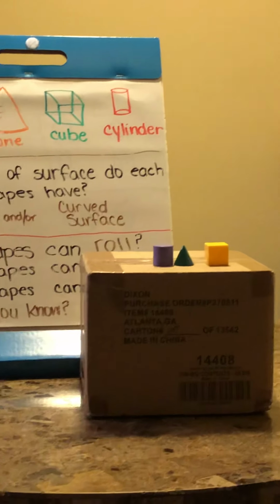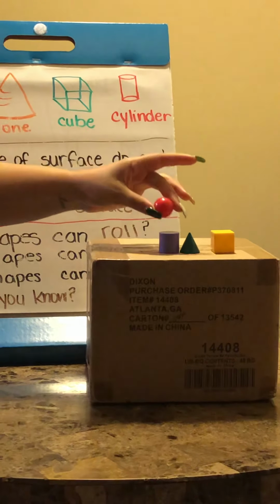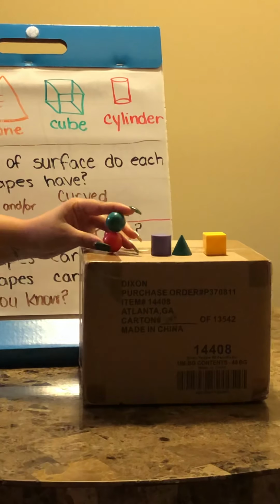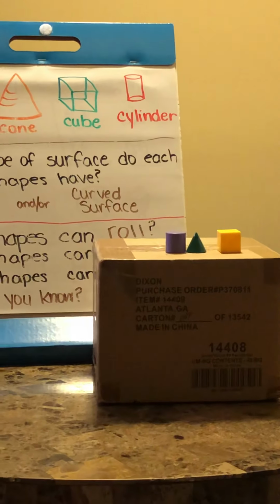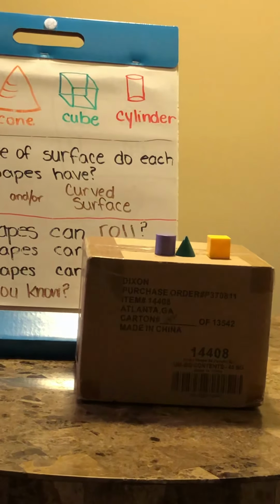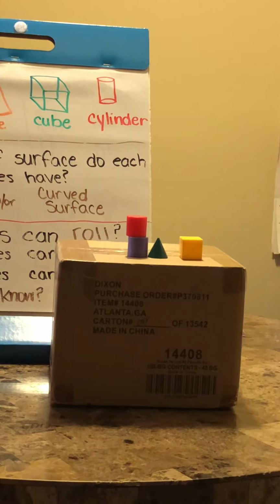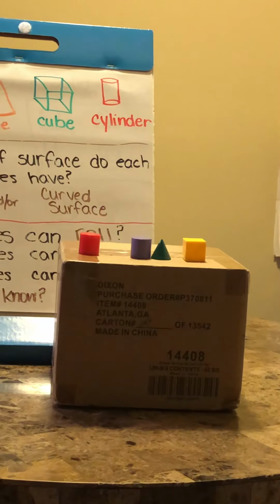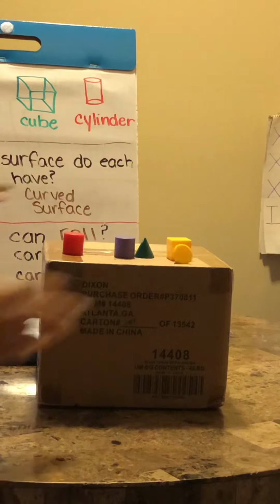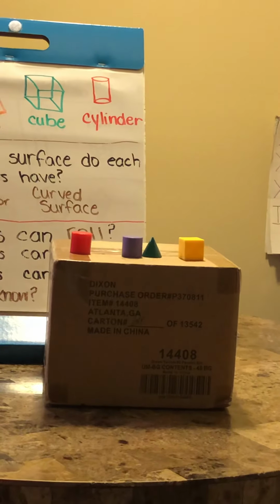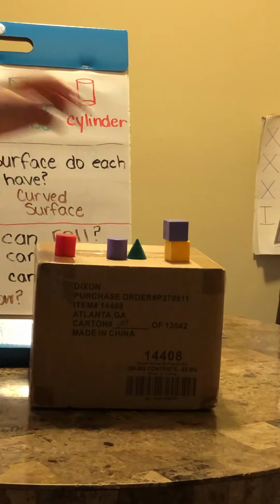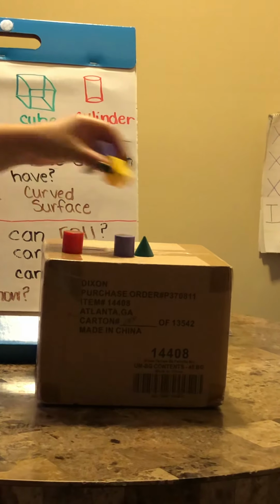And the last thing is which ones can stack? So let's look at the sphere. Can we stack a sphere on top of a sphere? Will that stay? Nope, that doesn't work. So spheres cannot stack. How about the cylinders? Yes. How about the cones? Let's see. Oops. Nope. And the last one is the cube. Can the cube stack? Yes, they can. Good job.